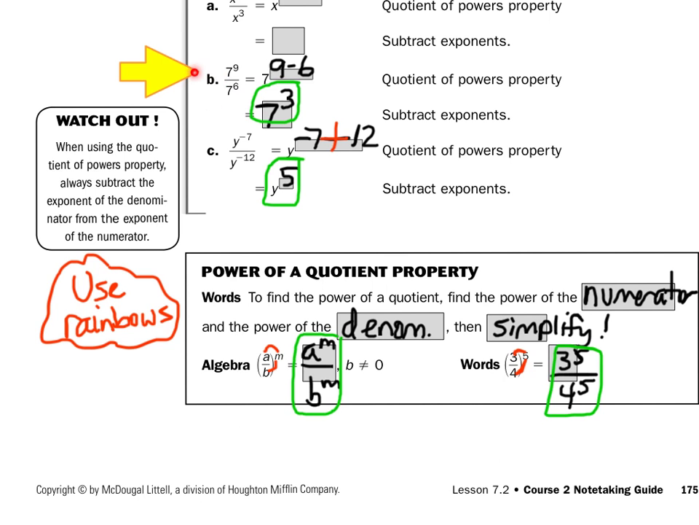All right, you guys, take a look at B. If I had 7 to the 9th power over 7 to the 6th power, well, the bases match, so copy the 7 and then do 9 minus 6. So that would be 7 to the 3rd power.